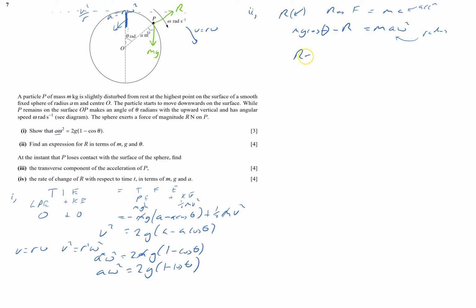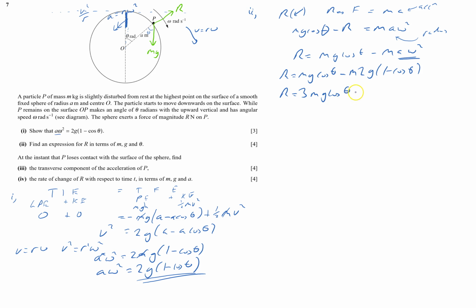So R equals mg cos theta minus ma omega squared, and we know what a omega squared is because we just worked it out here. So that says that R equals mg cos theta minus m times 2g(1 minus cos theta), and so R equals 3mg cos theta minus 2mg.